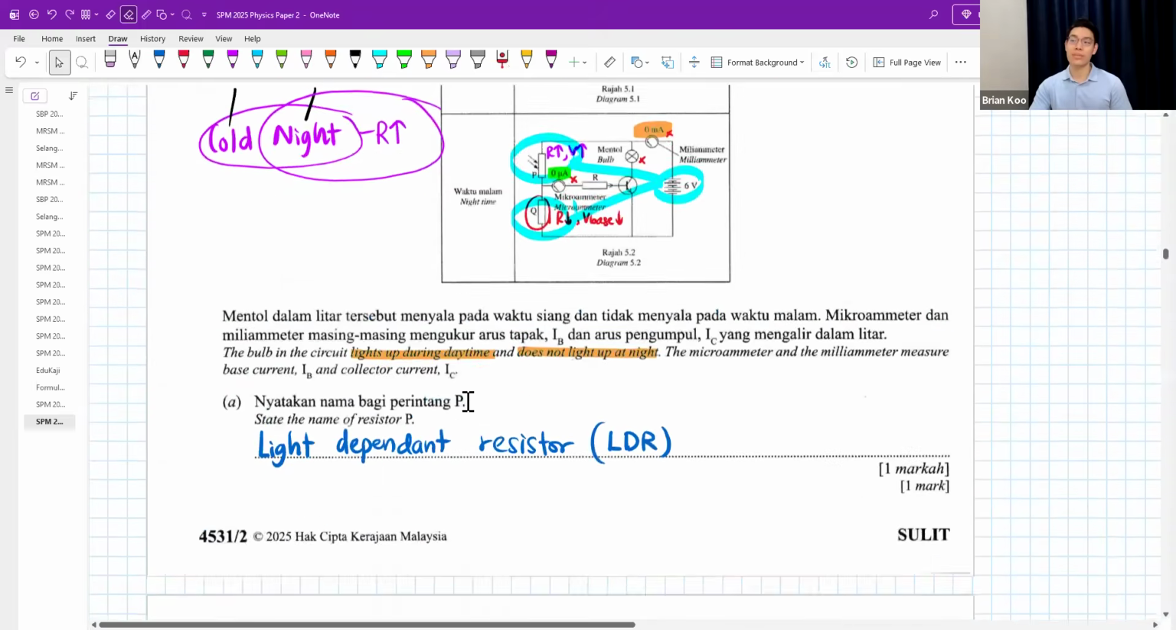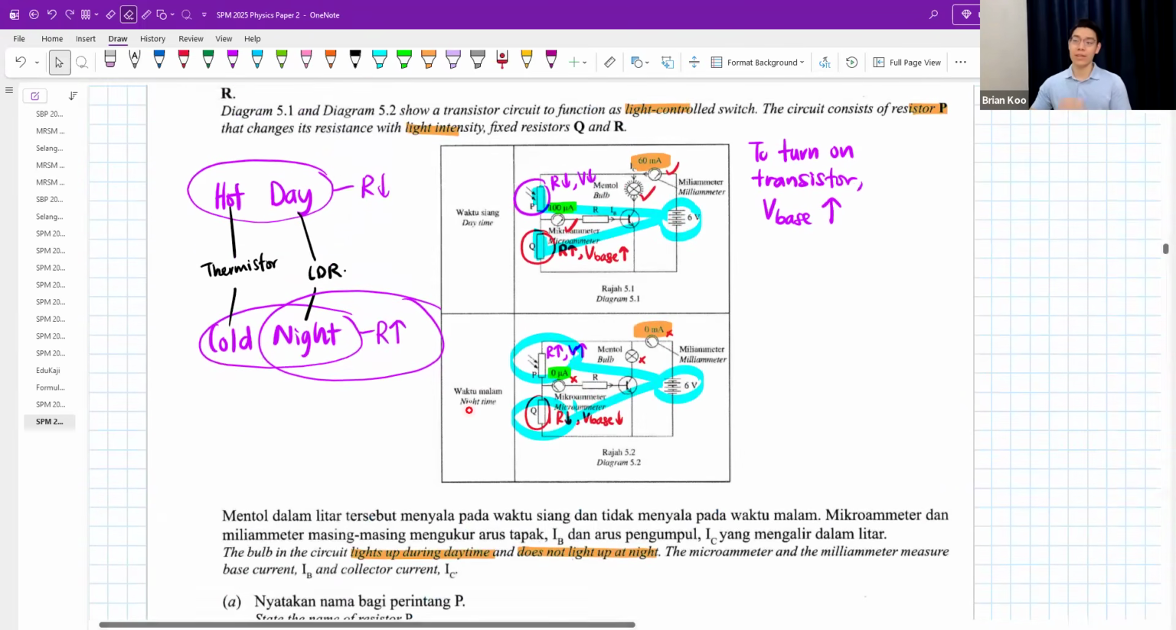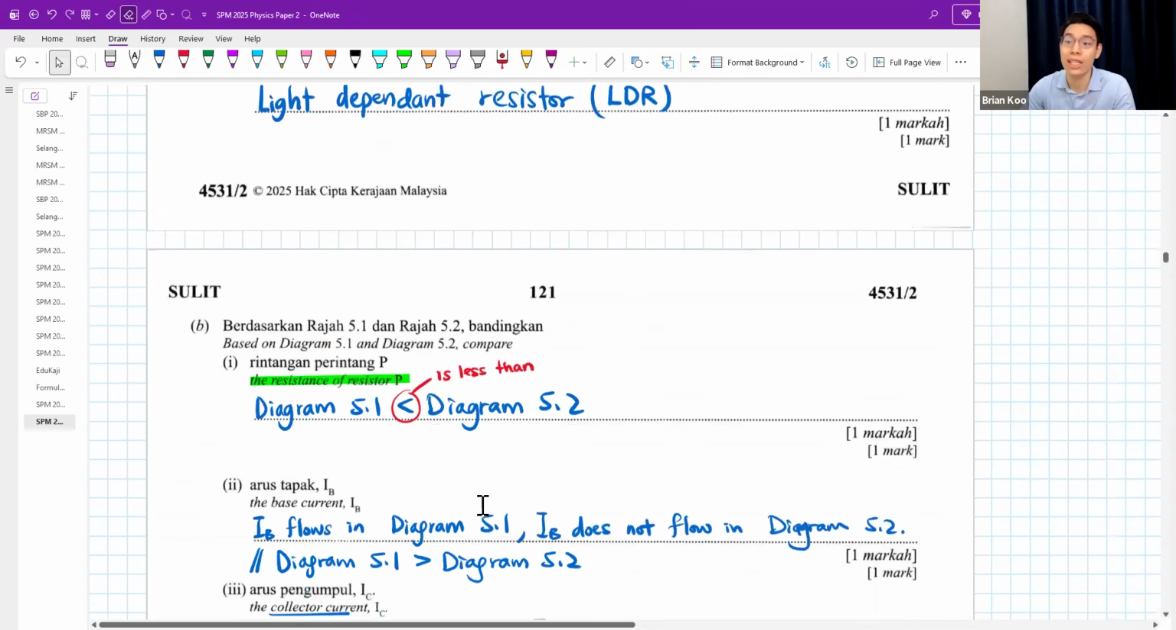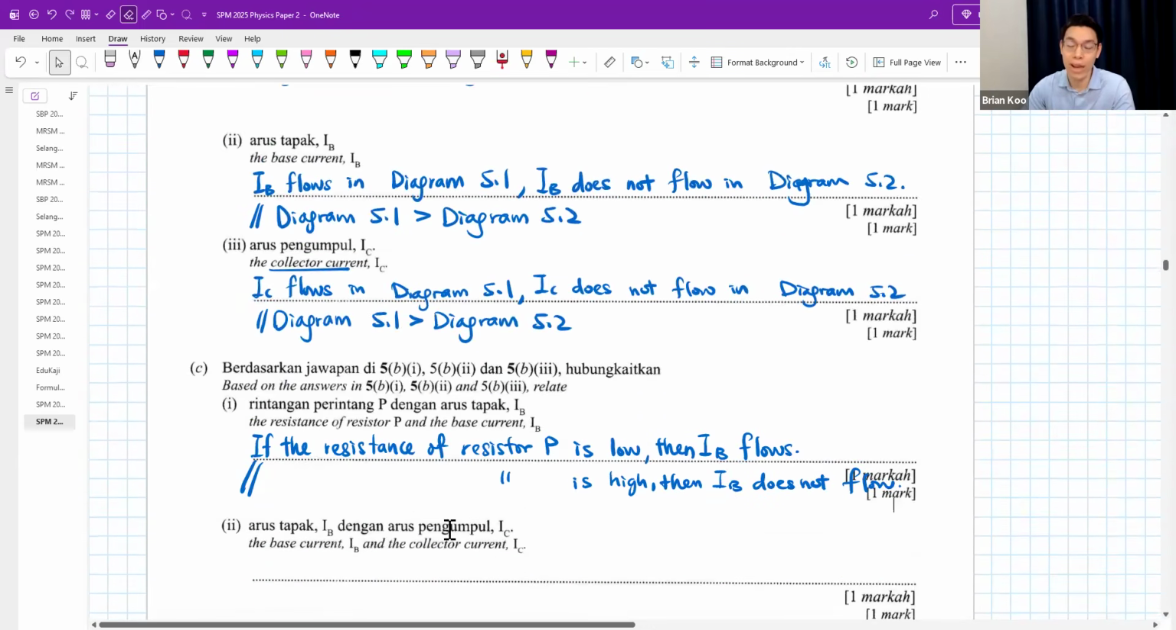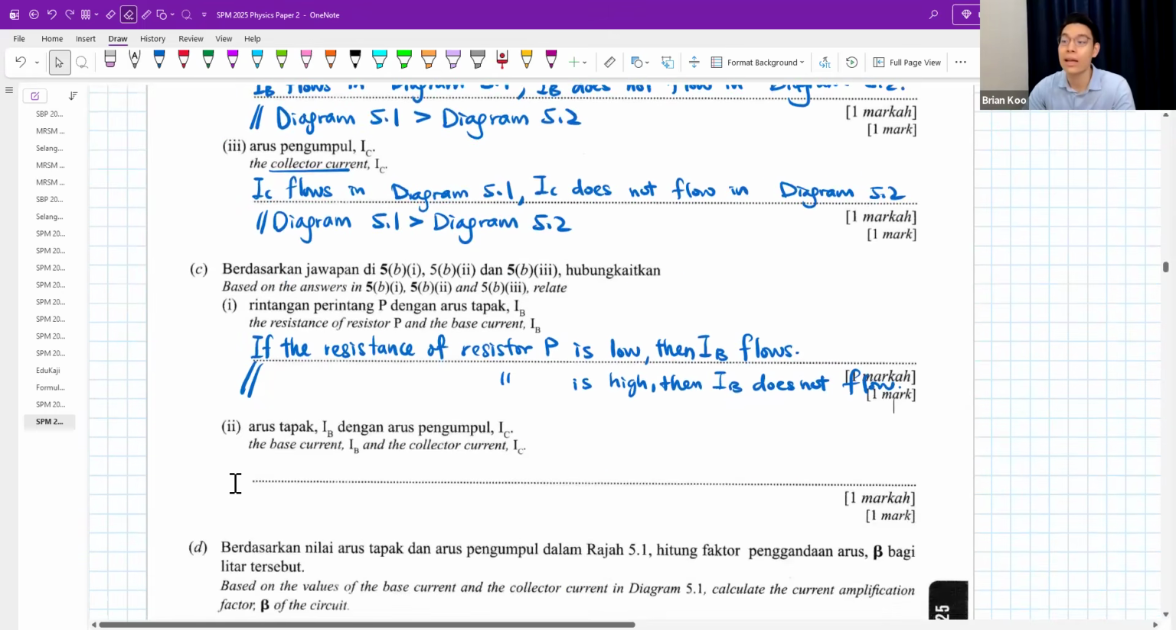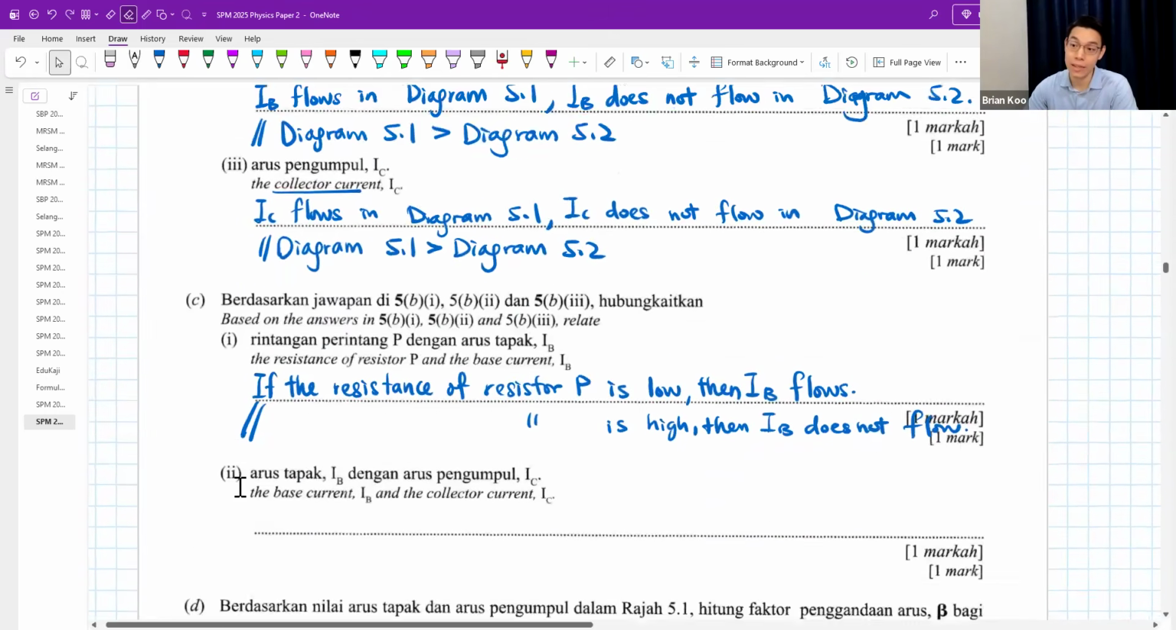Because transistor circuit is very special one. You must have enough base voltage, then only the whole thing will turn on. Or else it just cannot turn on. It doesn't mean that if you are higher, then it will confirm turn on. It's not just higher. You must be high enough, then only you can turn on. So the best answer is like this actually. Okay, but they are quite lenient this particular year. I would answer like this. This is the best way.